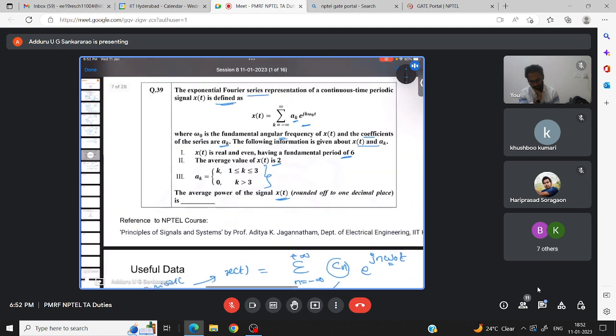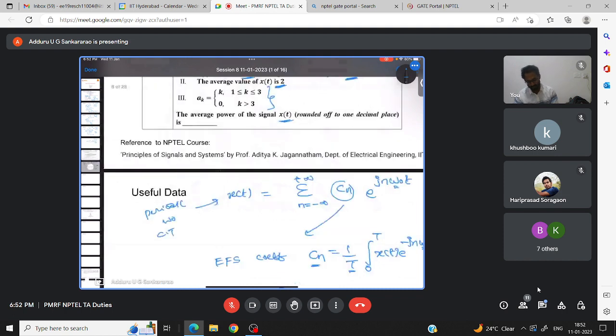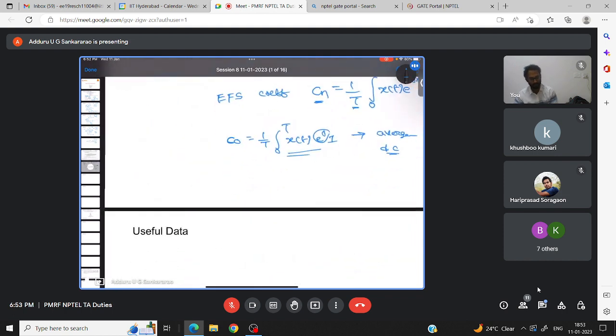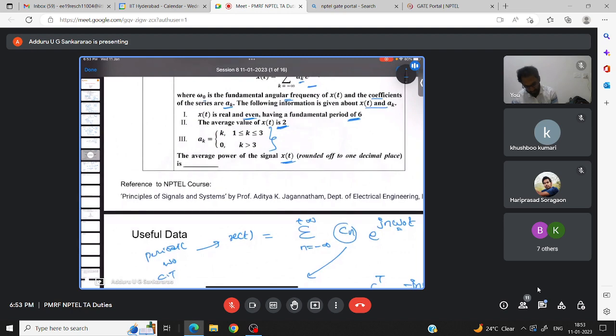Now what they have given: x of t is real and even, and fundamental period 6 is given, and the average value of x of t is 2. That means in terms of a k, instead of c n they have just represented with a k, that's it, both are same. Now what is the average value? Average value is nothing but a naught, right? Or you can say c naught, both are same. 2 they have given.